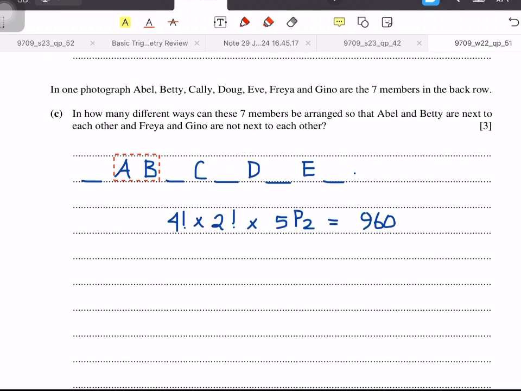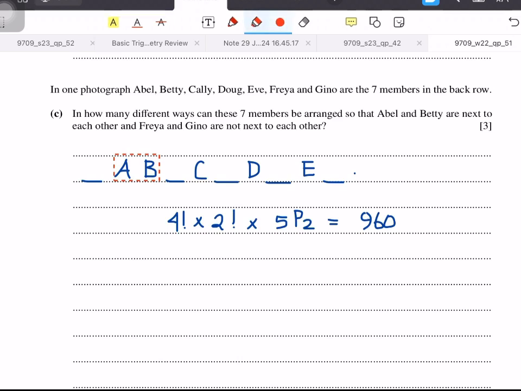In one photograph, Abel, Betty, Kelly, Doe, Eve, Freya, and Gino are the 7 members in the back row. C. In how many different ways can these 7 members be arranged so that Abel and Betty are next to each other and Freya and Gino are not next to each other?